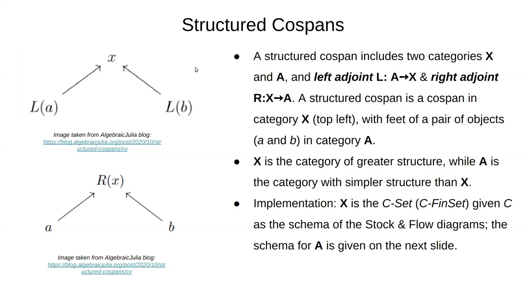And you'll notice that these structured cospans are shown in two forms here. Maybe I'll start with this one. Here we have A and B, which are the feet, and R of X is the apex. Or we can have X as the apex, and hit A with the functor L and B with the functor L, and get L of A and L of B down here. And this may all seem very mysterious to you, but there's a deep reason why these are basically two faces of the same thing.